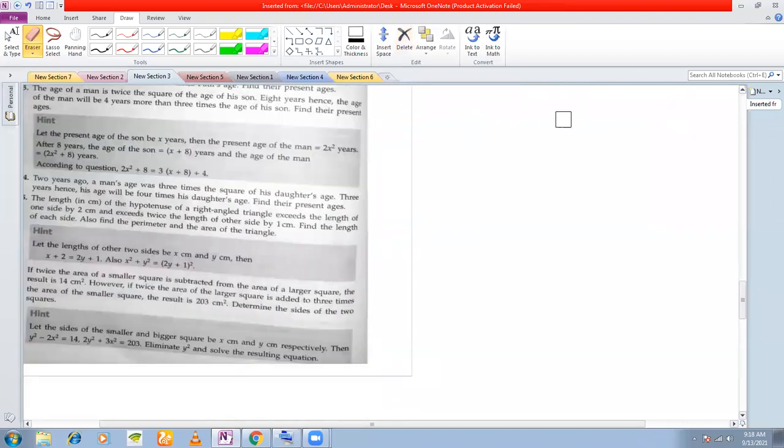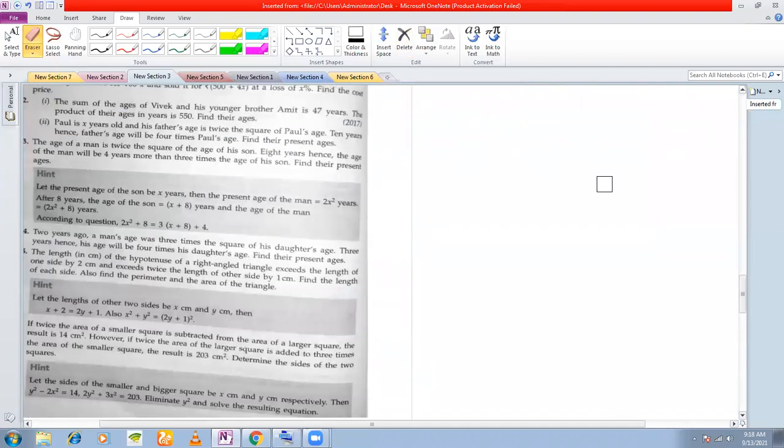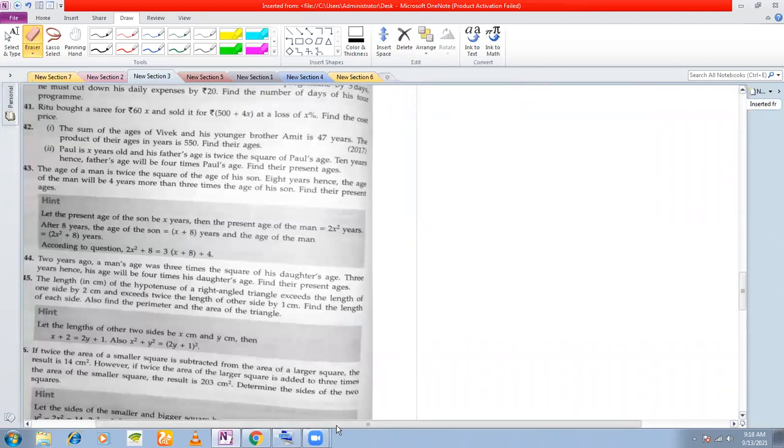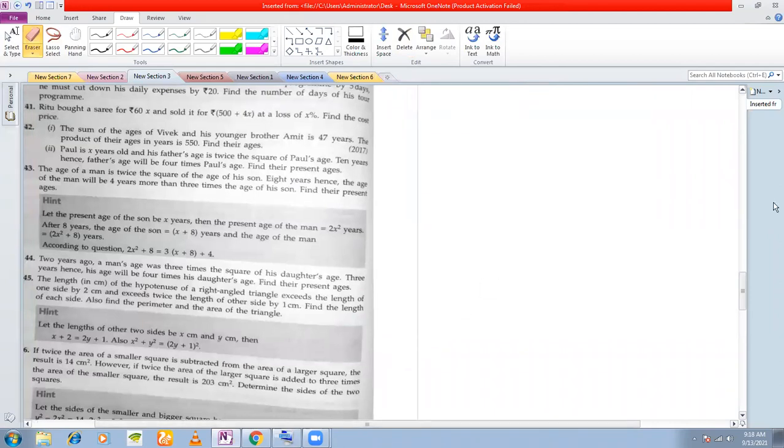Let's see the next one. 42 part 2. Very similar problem, age problem. And 43 is already solved. So I'll work out 44, and that should be the last one, because 45 and 46 hints are given. So I'm sure you will be able to do that. If you're not able to do, ask me, I'll solve it.